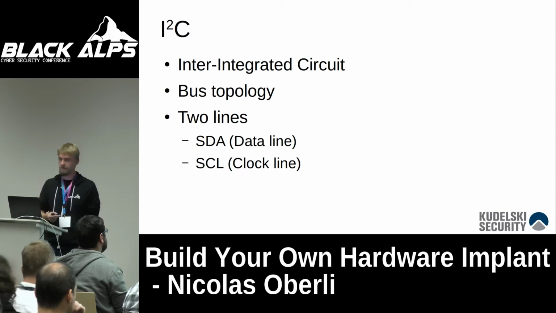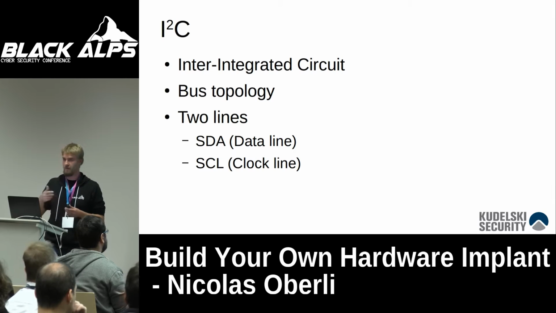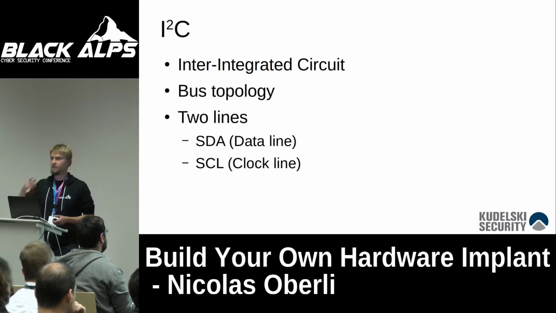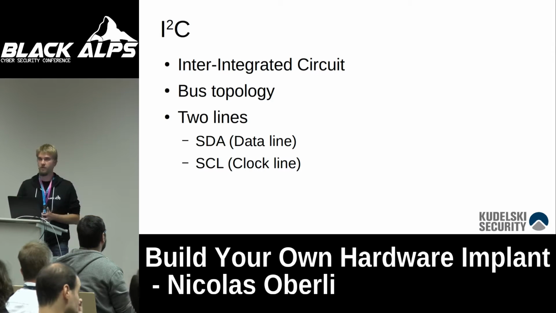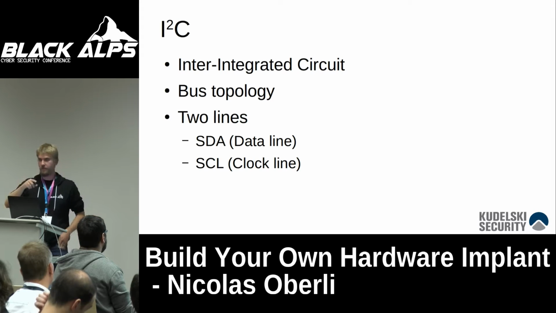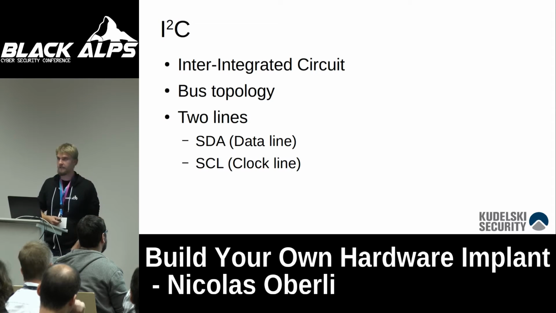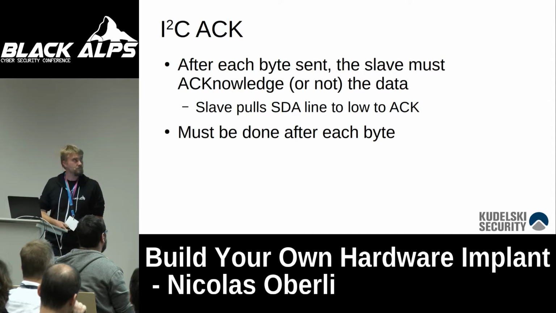It uses 2 lines. The data line, which is used to send the 0s and the 1s on the wire. And the other one is the clock line. Basically, when you use a signal, you need to synchronize between 2 devices. And to synchronize that, you use the clock line, which goes from 0 to 1 to 0 to 1. And each time the clock goes from 0 to 1, you have to send a bit using the data line. So quite a simple protocol.